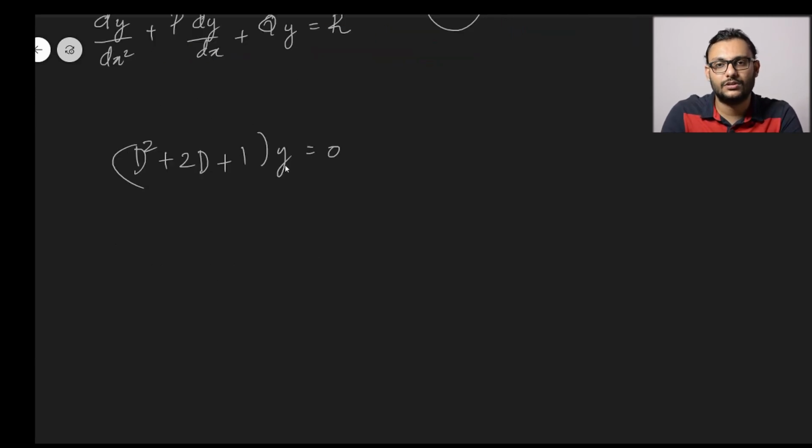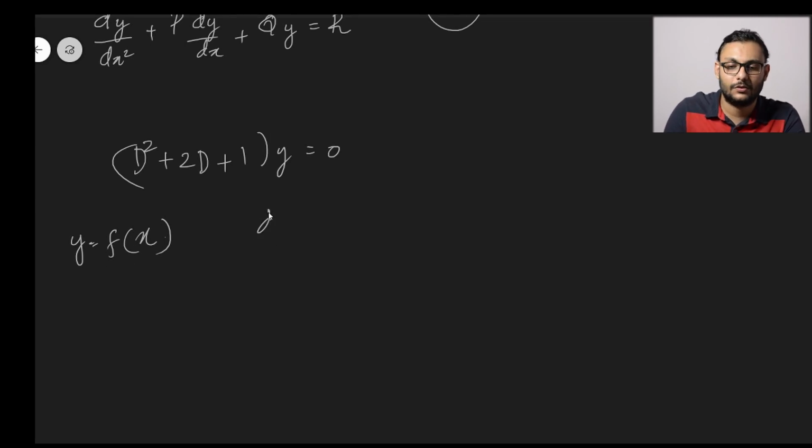Now I would like to introduce you to a new operator called the differential operator. For an independent variable x, we have a dependent variable y. That is why we are representing y as a function of x. And now we are taking the differential of y with respect to x. That is why our differential equation looks like dy by dx or d square y by dx square. These terms are involved in these equations.